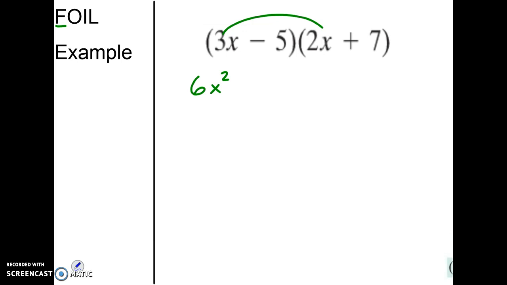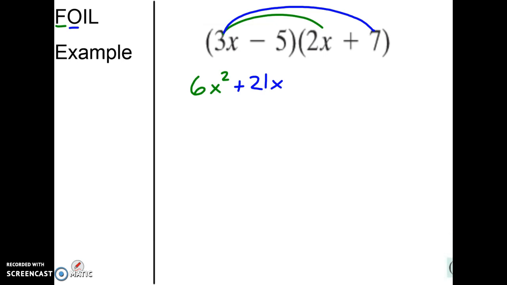And then we do the outside. So we do the outside terms. The outside terms would be 3x and 7. So 7 times 3, that would be 21. And the x comes along for the ride. So 3 times 7, that would be plus 21x. And that O was done in blue.